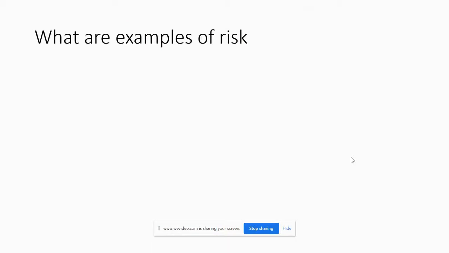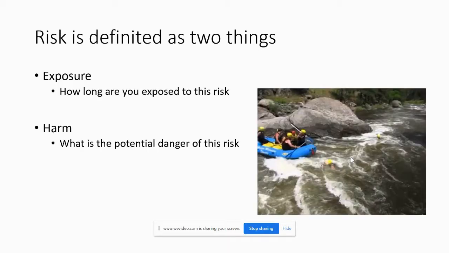Here are other examples of risk. Well, just think of some. We'll just pretend this is interactive. Risk is defined as two things: exposure and harm. Exposure is how long you're exposed to the risk. Harm is what's the potential danger of this risk.